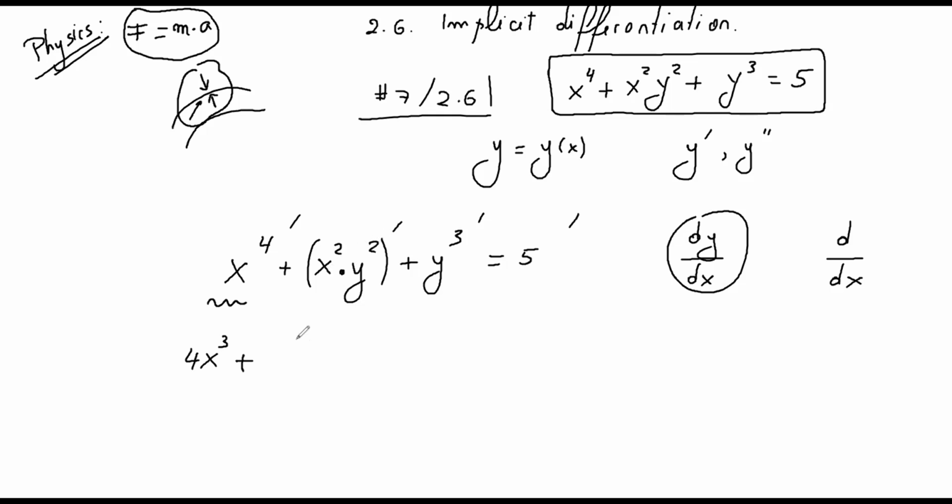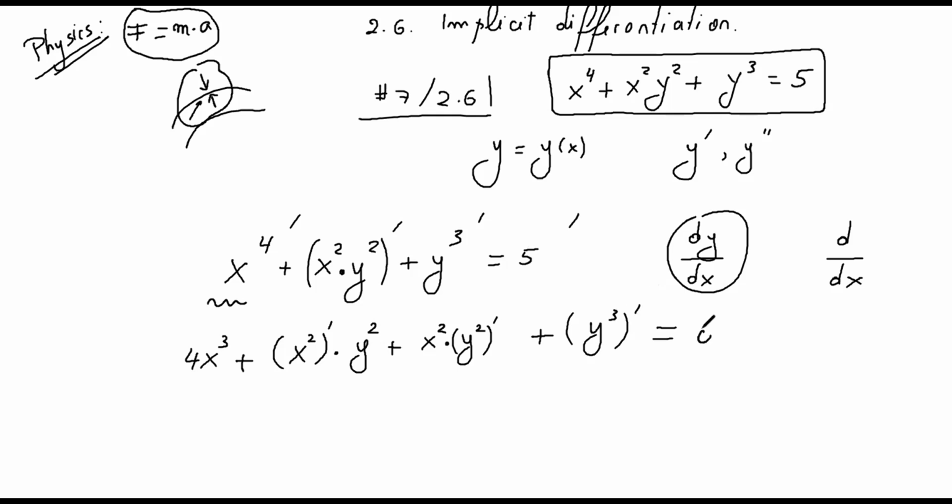So the product rule goes like this. You're going to do x squared prime times y squared, and then you're going to say plus x squared times y squared prime. All right, so you're going to do these two. This is the product rule. So the first one prime times the second one plus the first one times the second one prime. All right, plus, and then you're going to have here y cubed prime, which I'm not taking care of right now. I'm just leaving it the way it is. Equals the derivative of 5. 5 is a constant, so the derivative turns out to be 0.